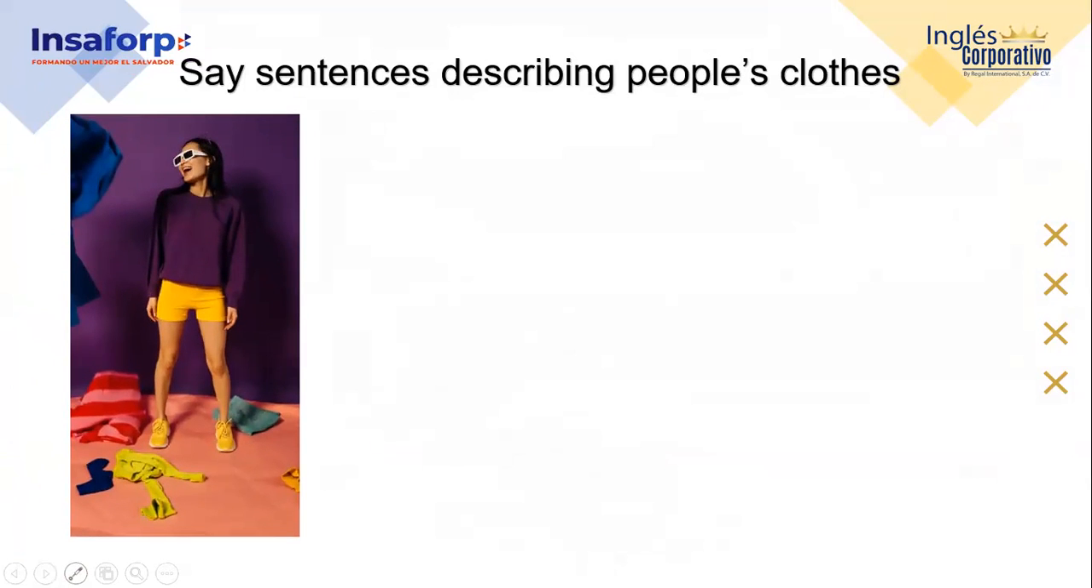What is she wearing? She's wearing a yellow shirt. En ese caso no utilizamos a shorts, es plural. So she's wearing shorts. She's wearing yellow sneakers. Yes, you're right. She's wearing black and white sunglasses. Thank you so much. The last one. A purple what? She's wearing a purple sweater. Thank you.